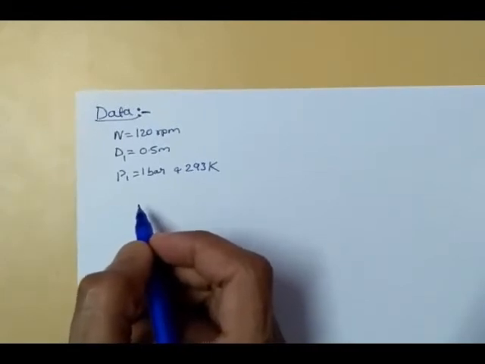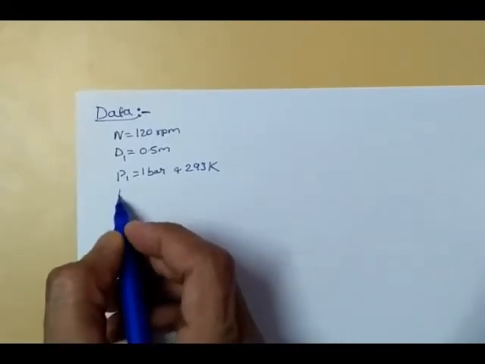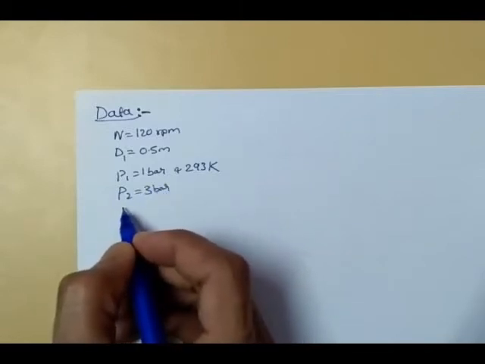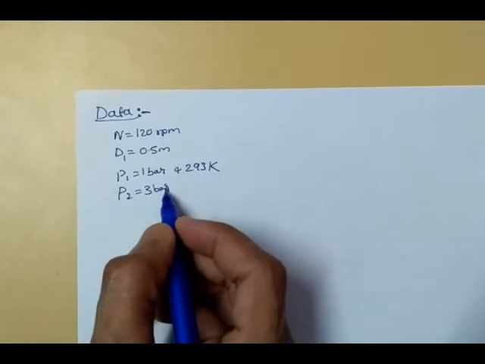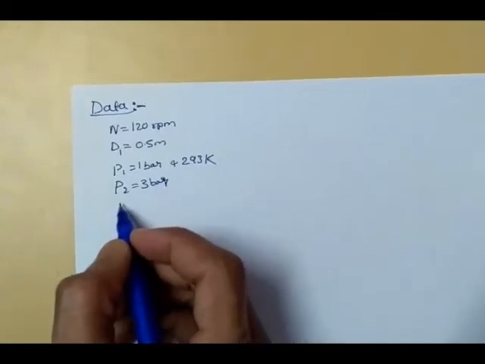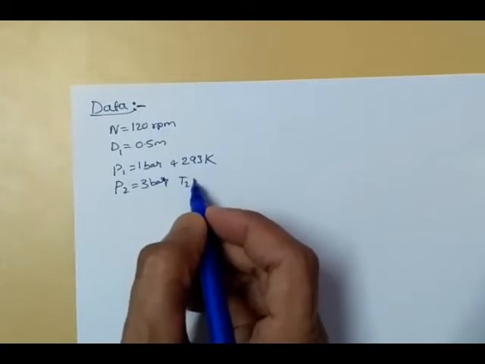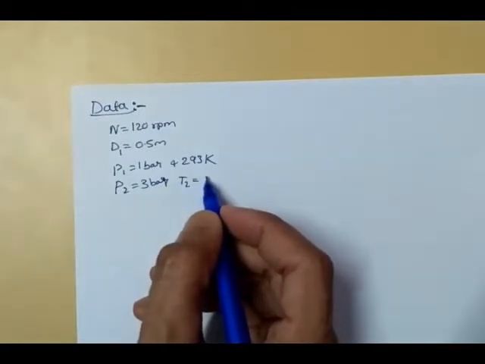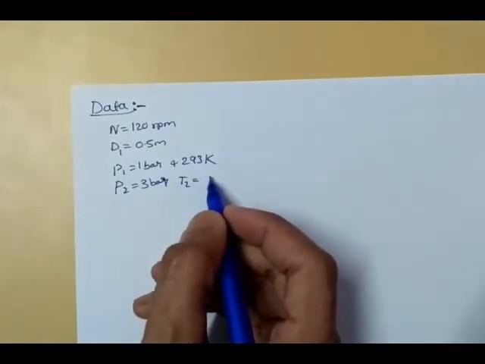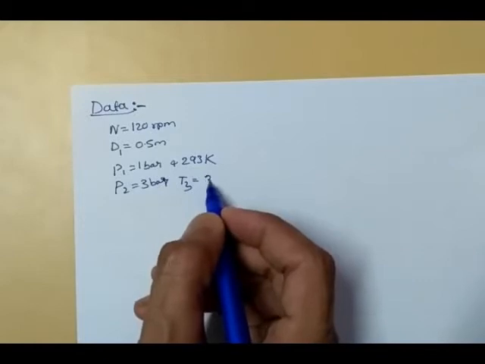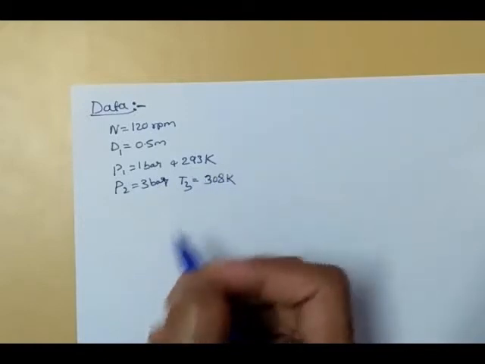Similarly, what else is important? We have P2, 3 bar, and temperature T2 we have to find. T3 is there. T3 is 308 Kelvin.